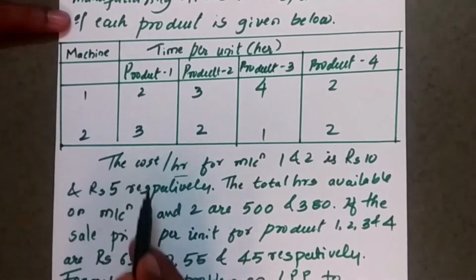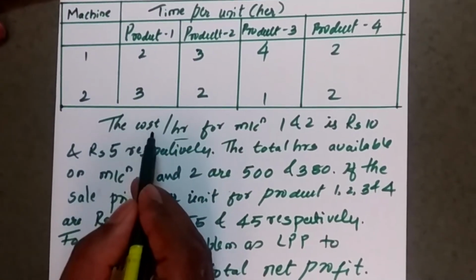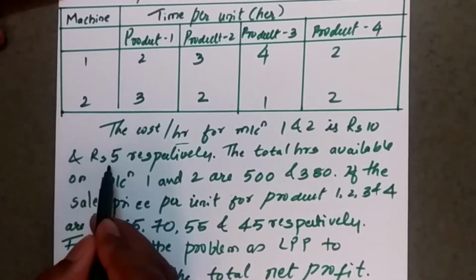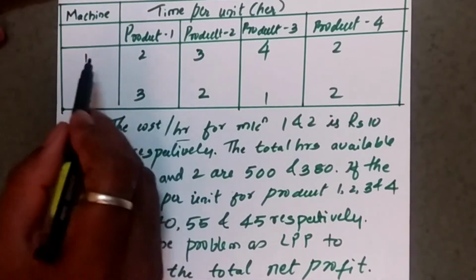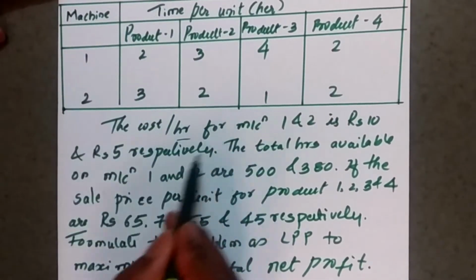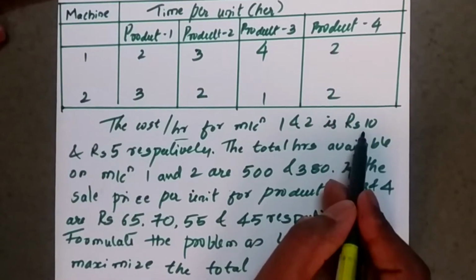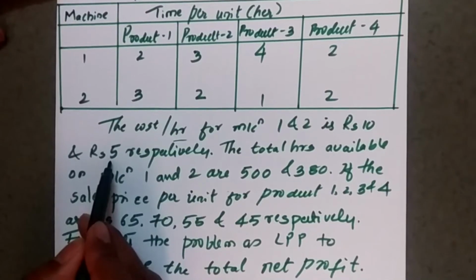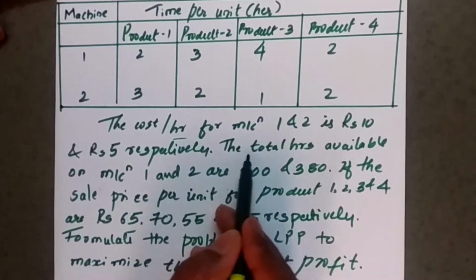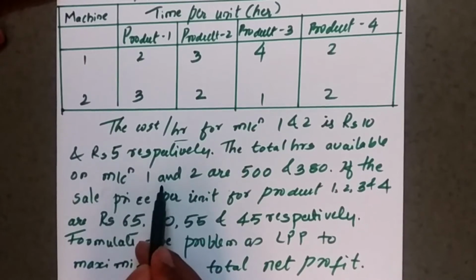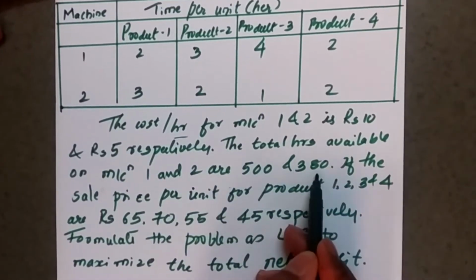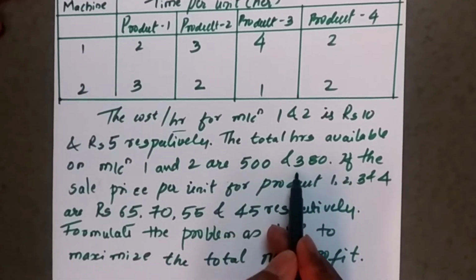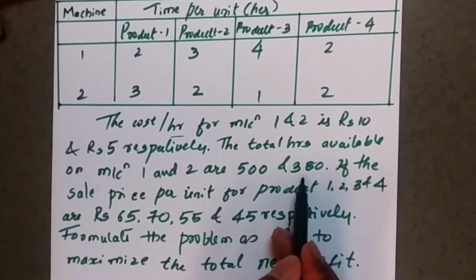Then later on, what they have given is the cost per hour for machine 1 and 2, which is rupees 10 and rupees 5 respectively. Meaning, if I use machine 1 for 1 hour, they are going to charge rupees 10. And if I use machine 2 for 1 hour, they are going to charge rupees 5. And then one more sentence: the total hours available on machine 1 and 2 are 500 and 350. So machine 1 is available for 500 hours and machine 2 is available for 350 hours.